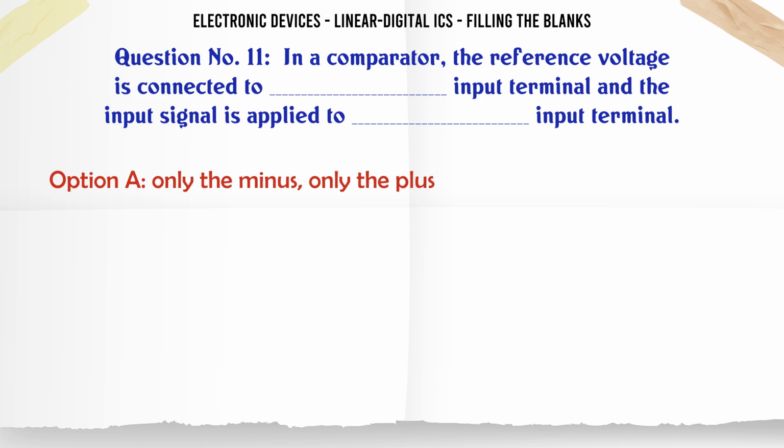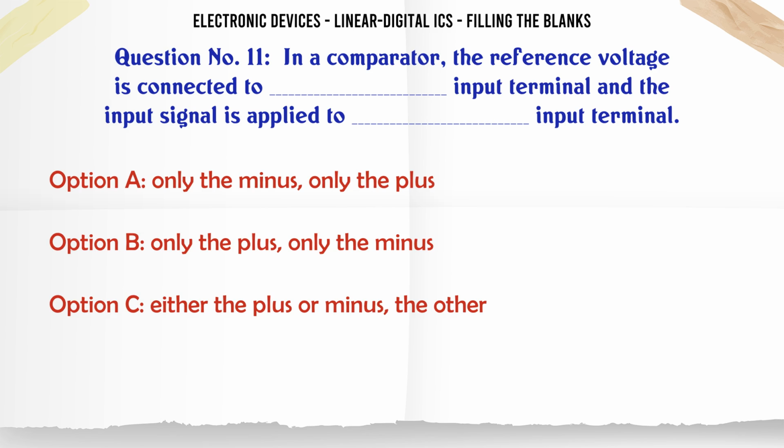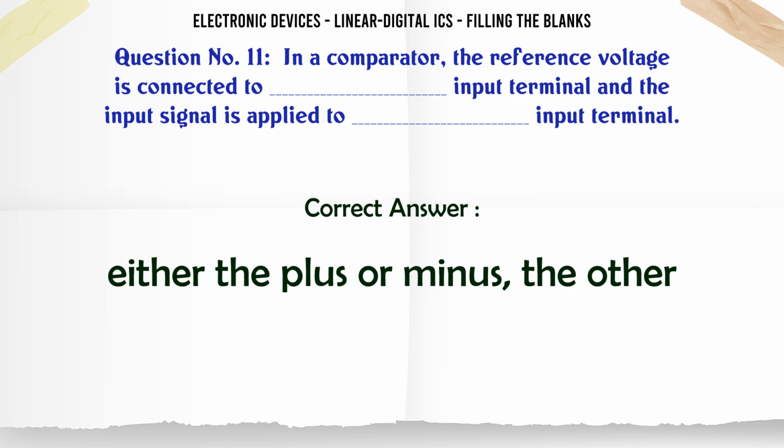In a comparator, the reference voltage is connected to ___ input terminal and the input signal is applied to ___ input terminal. A, only the minus, only the plus; B, only the plus, only the minus; C, either the plus or minus, the other; D, none of the above. The correct answer is either the plus or minus, the other.